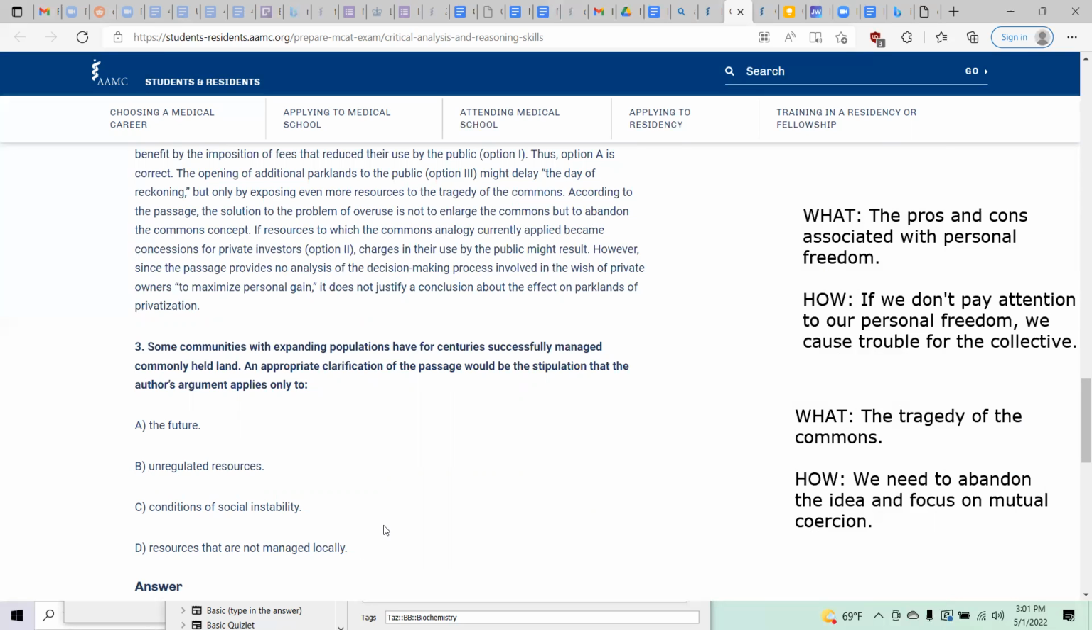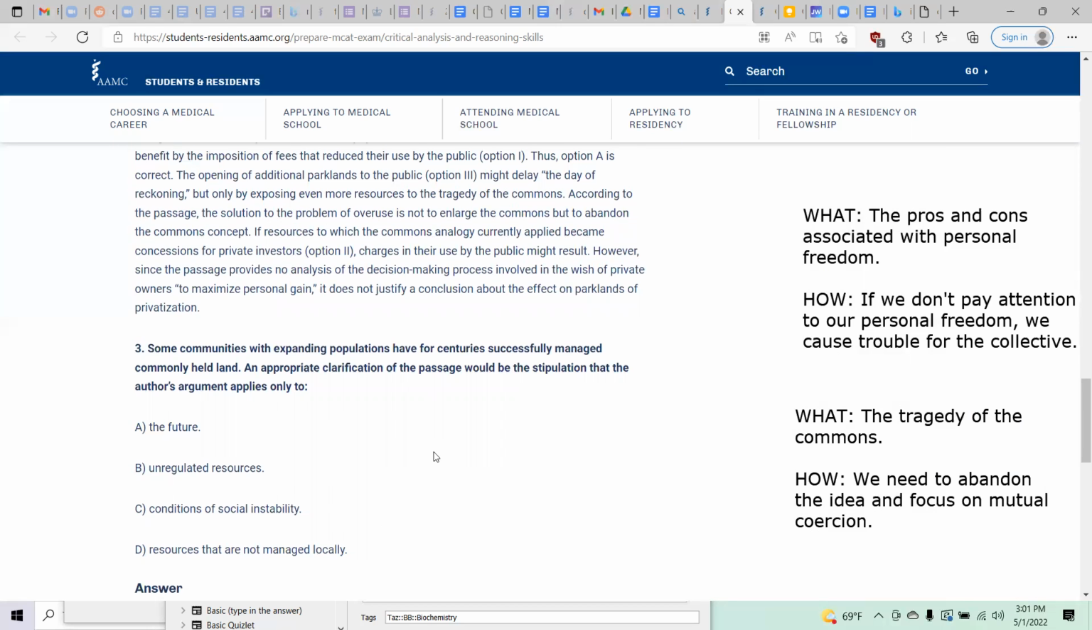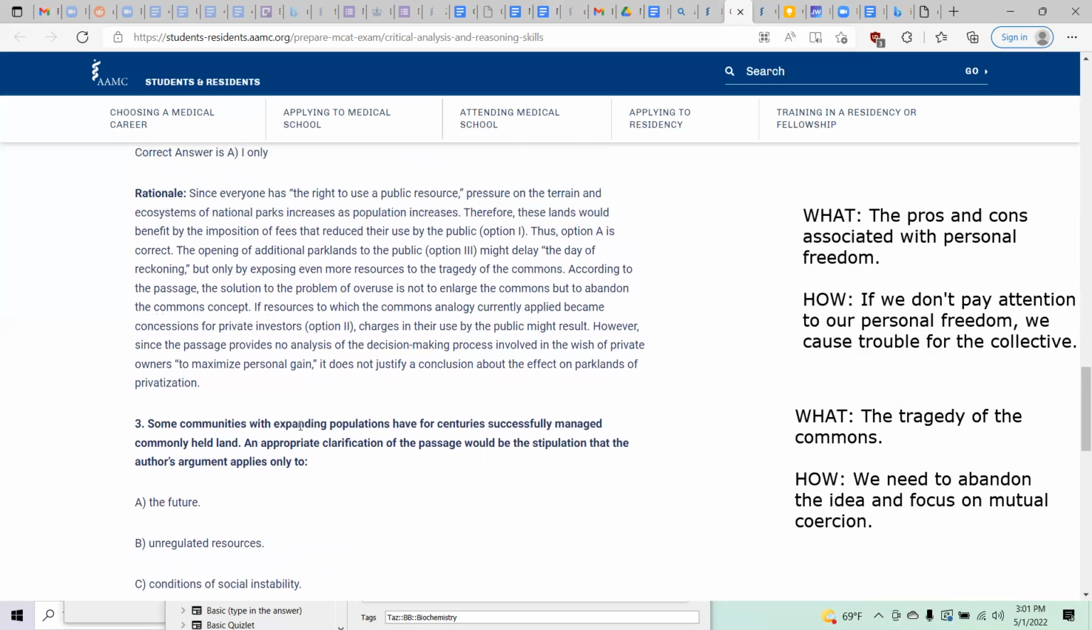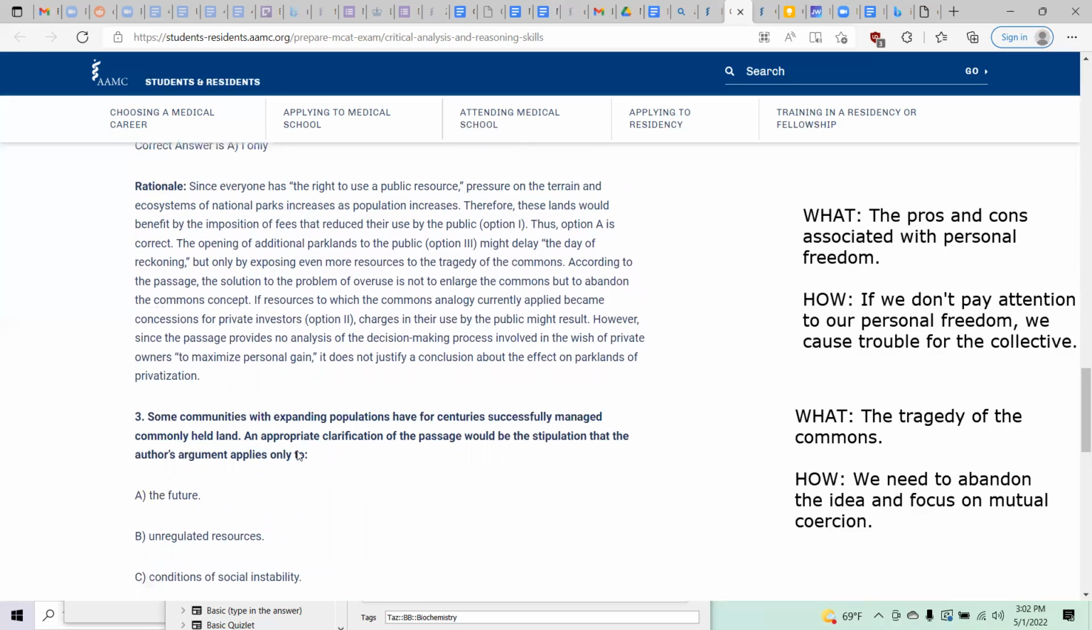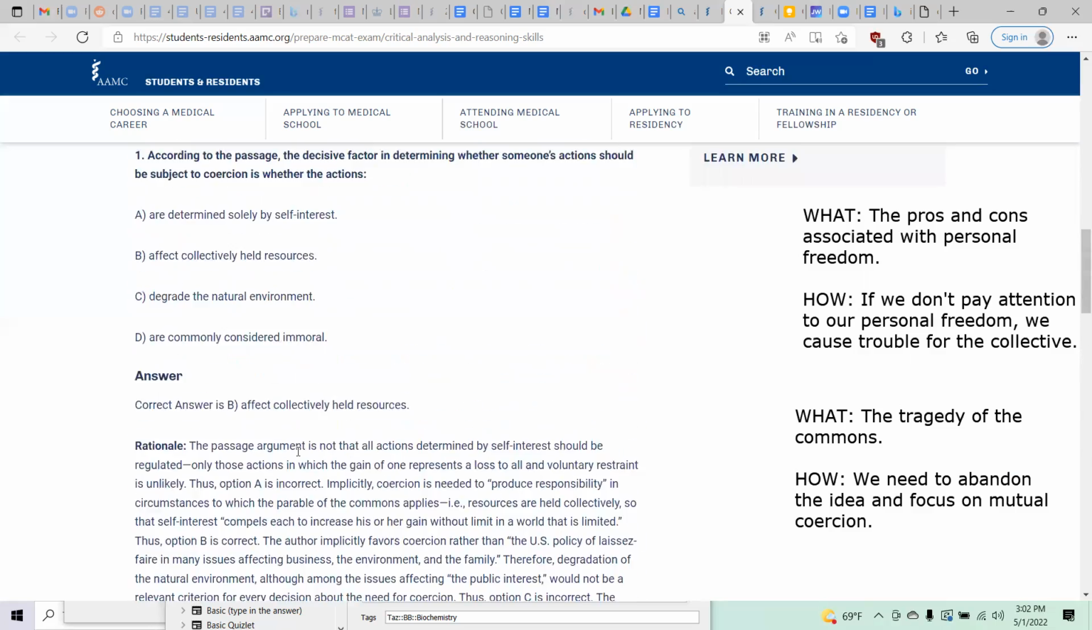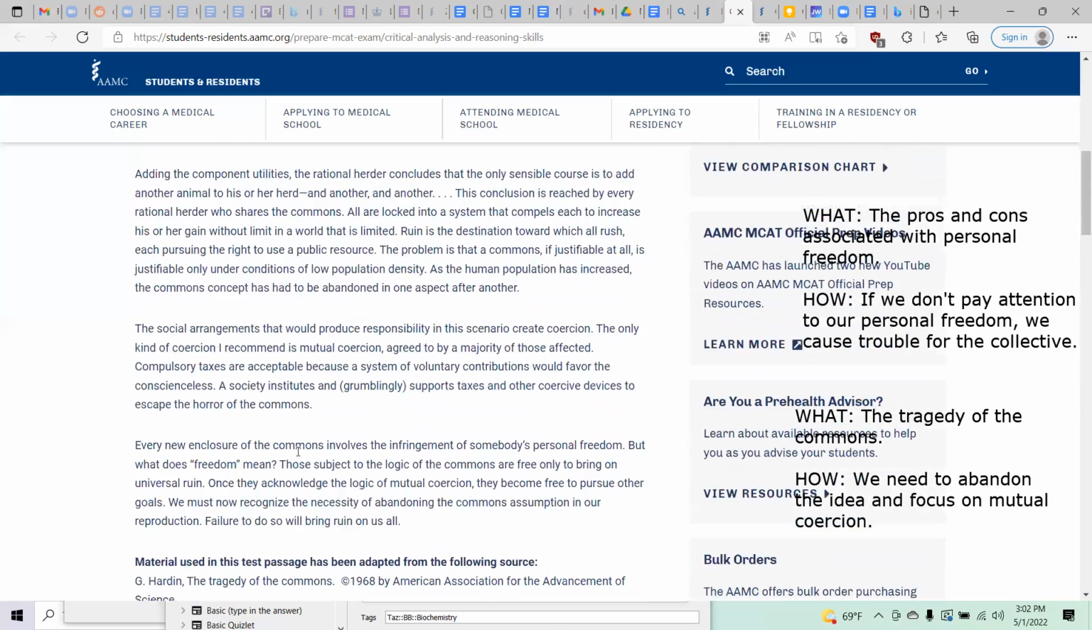Oh, this is difficult. Hmm. I'm honestly not sure about this one. So let's go back. So this question is saying, hey, what if there was a situation where the author was wrong? Because there is a situation with expanding populations, and they're doing it well. So what is the clarification that the author could make? Okay, so let's go back to the passage and see what we can blatantly get rid of.